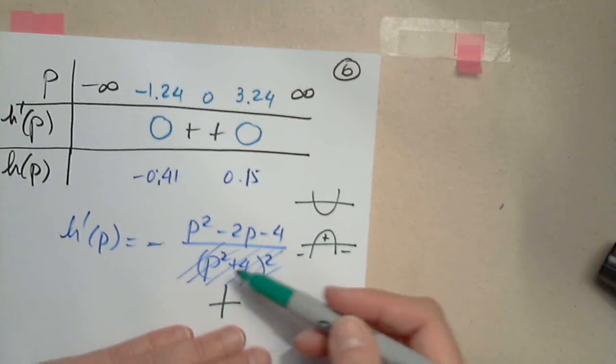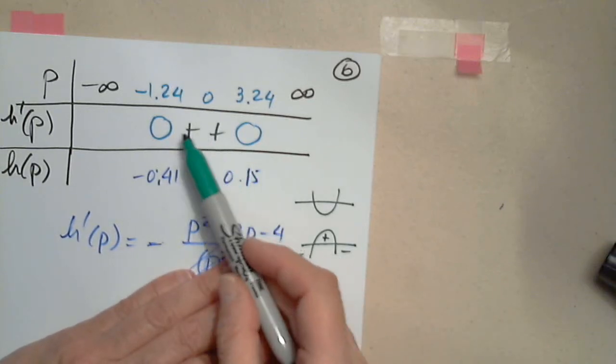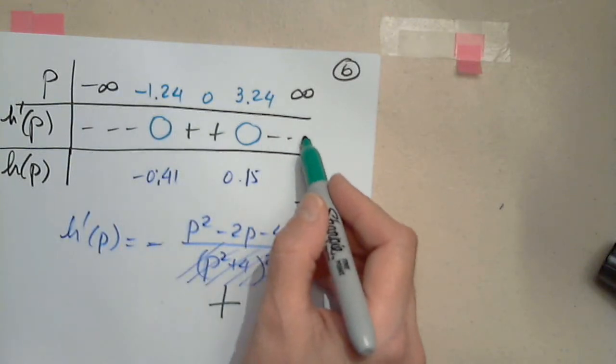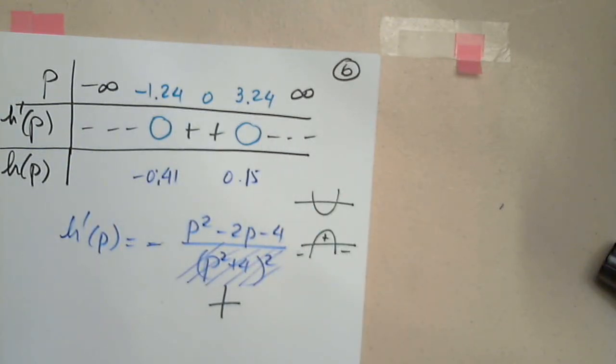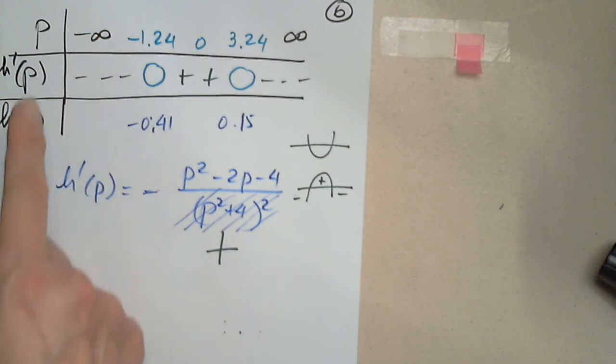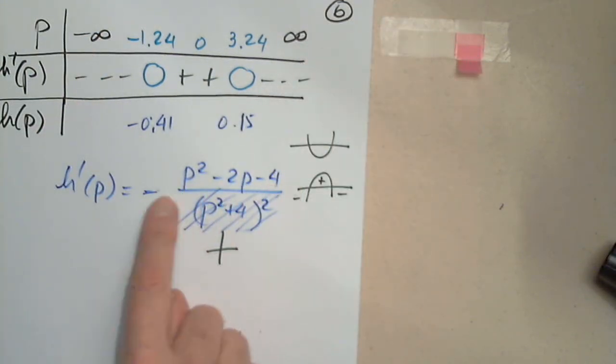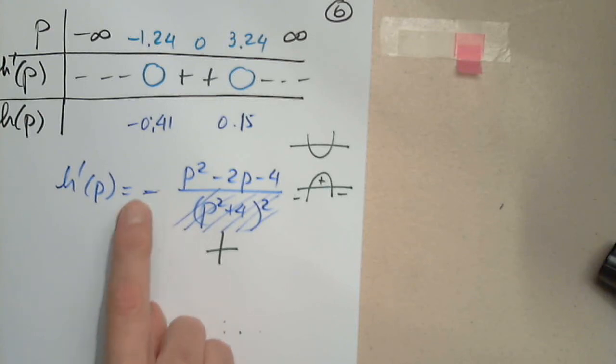Because I don't care about this, it's always positive. So if it's positive between its solutions, it must be negative outside. And you can check with any number. If you plug in -10 in this, you're going to get a negative number. If you plug in +10 in here, you're going to get a negative number, guaranteed.